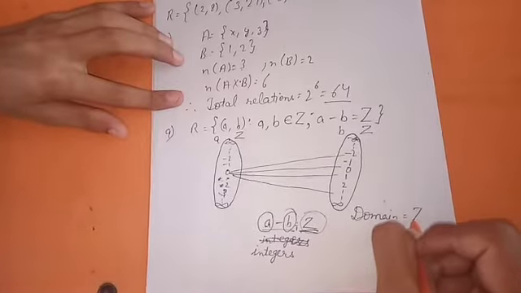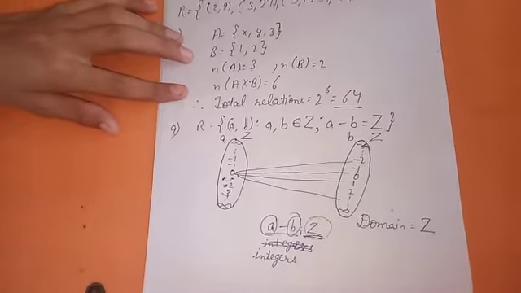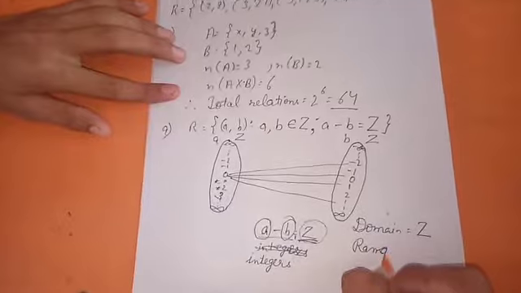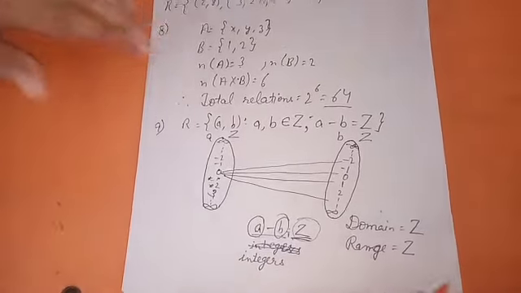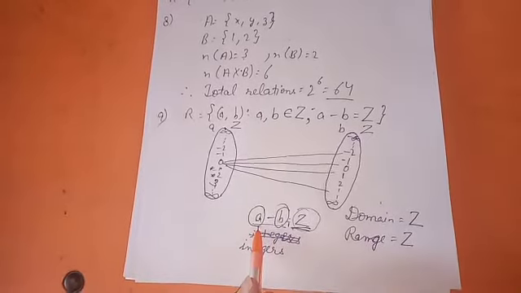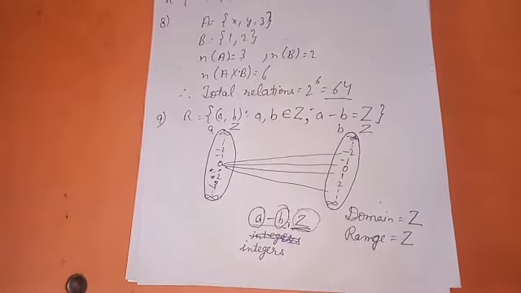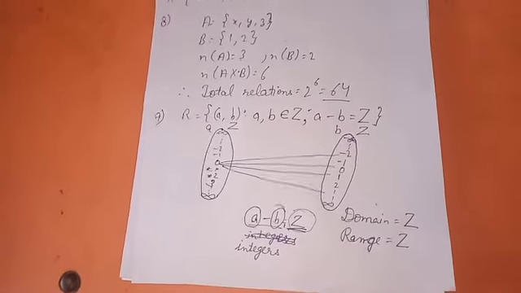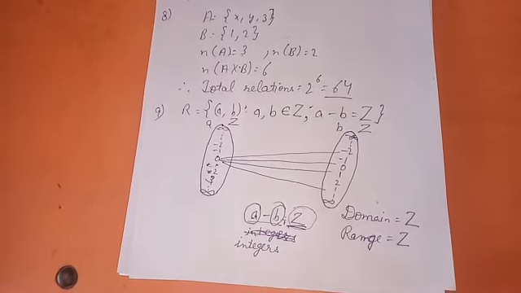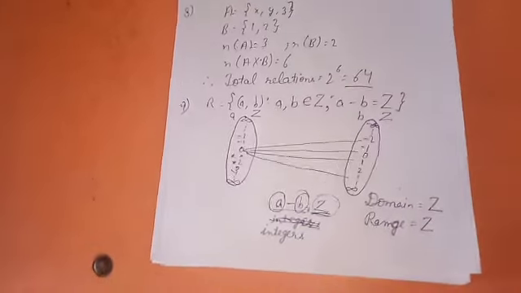Domain will be Z, because we can take any value of Z, any integer we can take. Similarly our range will be what? Our range will also be Z. Why is that? Because by subtracting different integers from one integer, we will get different integers. You can take any example, then you will see that our answer can be any of the integers. So it is the complete set Z. So your exercise is completed here.